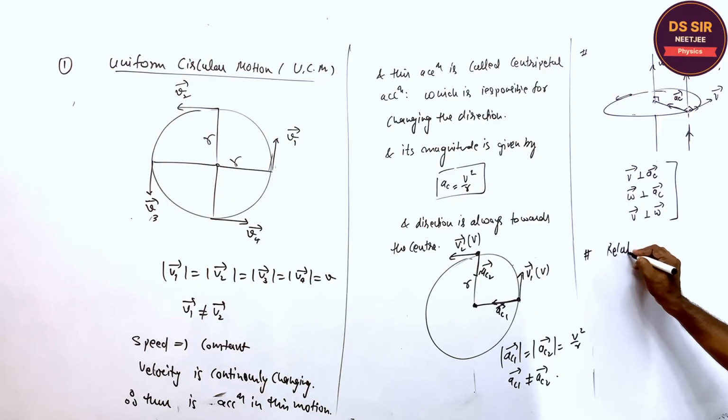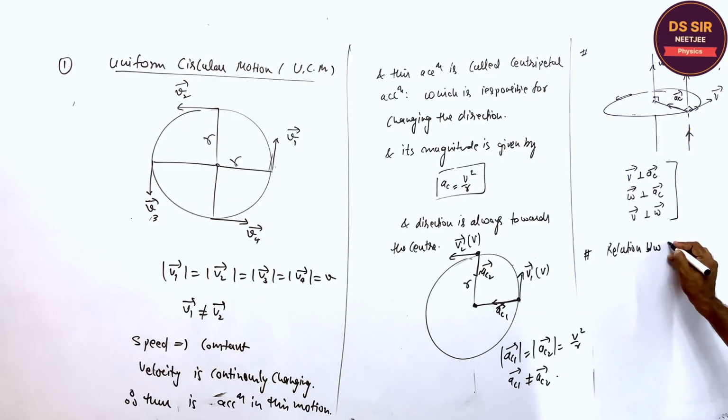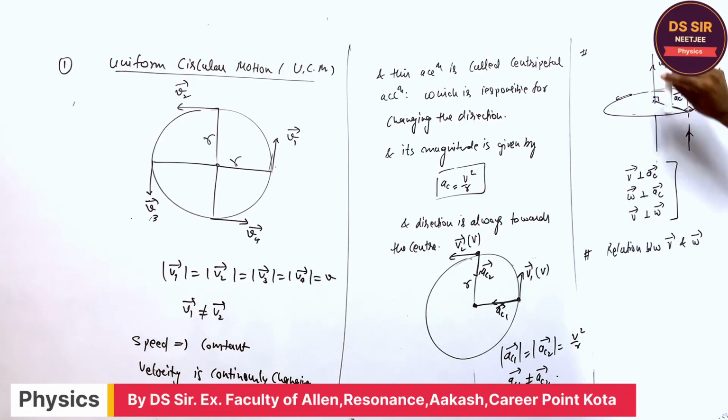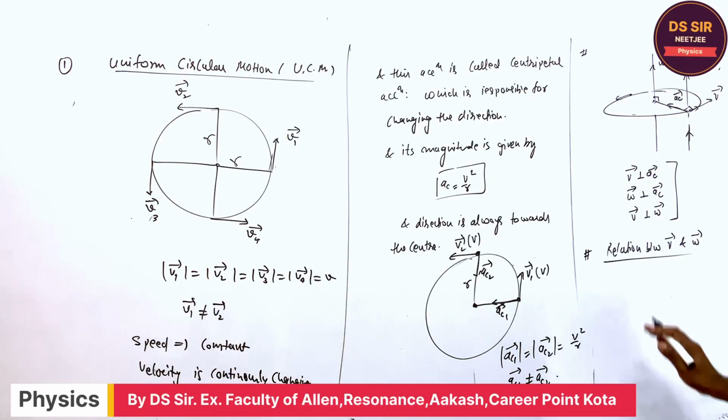Yes, one more thing I want to tell. The relation between vector v and vector omega. Vector v is the velocity, vector omega is the angular velocity. Yes, first copy this, then I will explain.